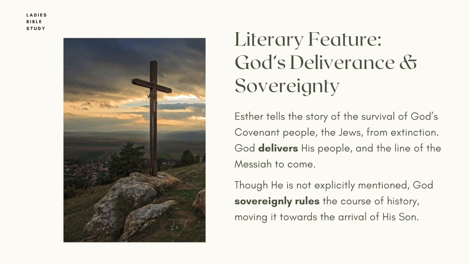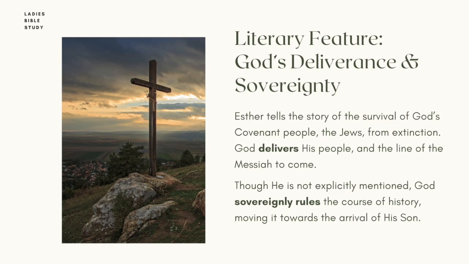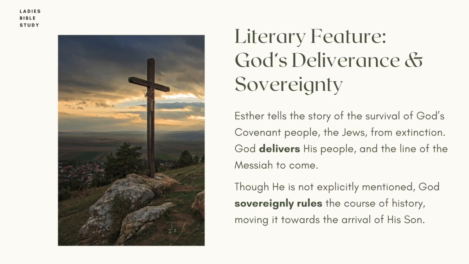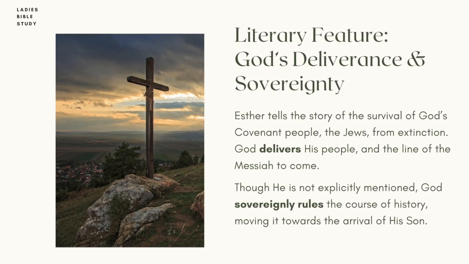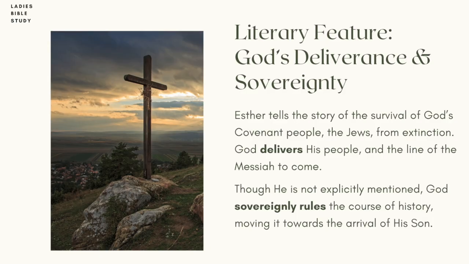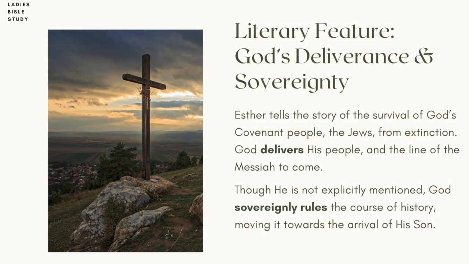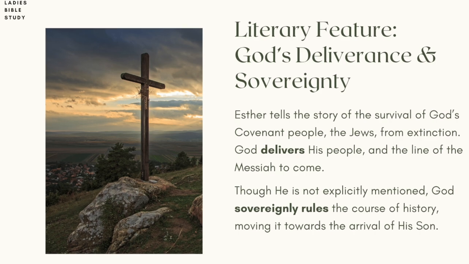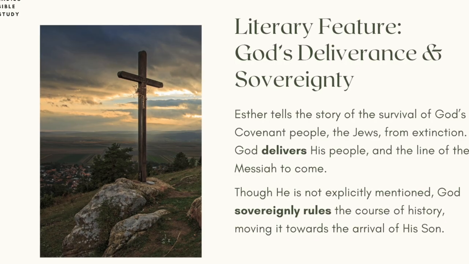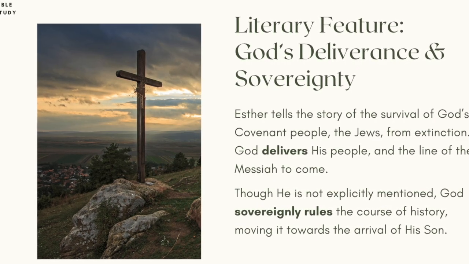All right, we're going to go quickly through some literary features. Literary features of Esther. Okay, first, the thing that's going to be on display throughout the whole book is that God is going to deliver his people. Esther tells a story of survival of God's covenant people, the Jews. Remember, God made a covenant with Abraham, with all of Abraham's sons, that he would make them a great nation and that he would bring a Messiah to them through this nation. So this is the story of the survival of God's covenant people from extinction. God delivers his people. And in doing so, he's preserving the line of the Messiah that's going to come.